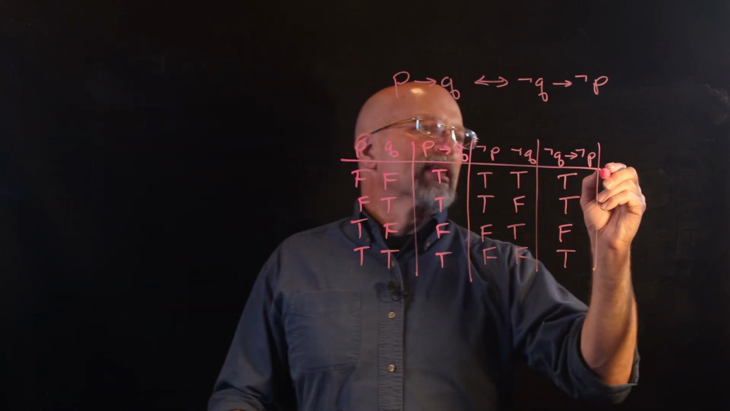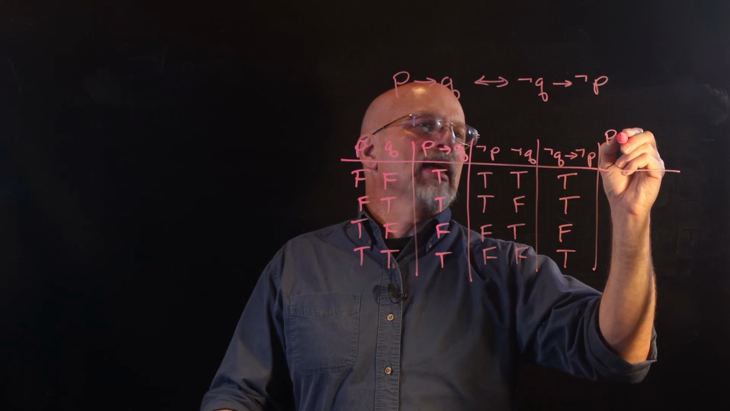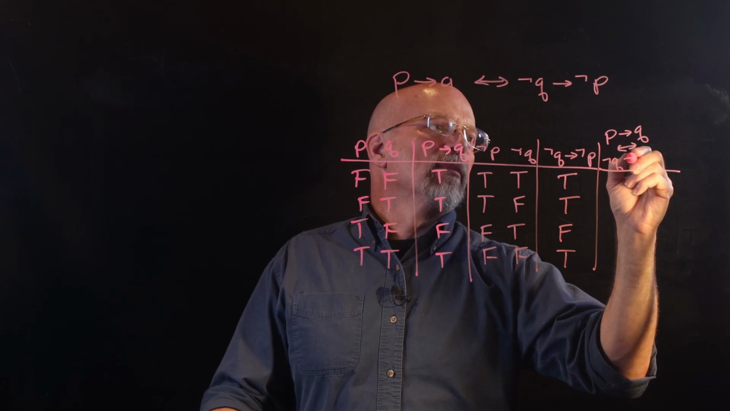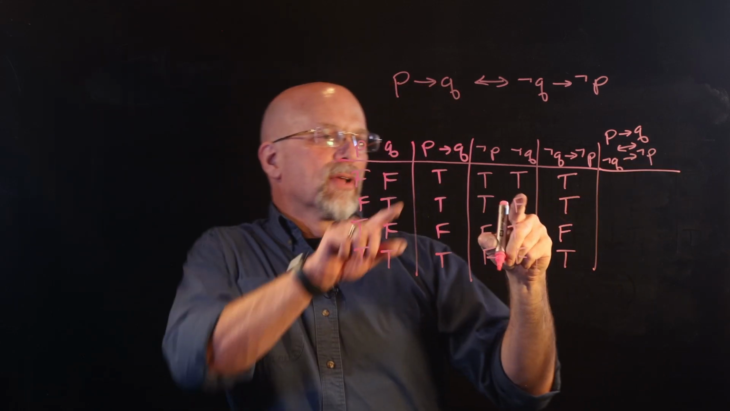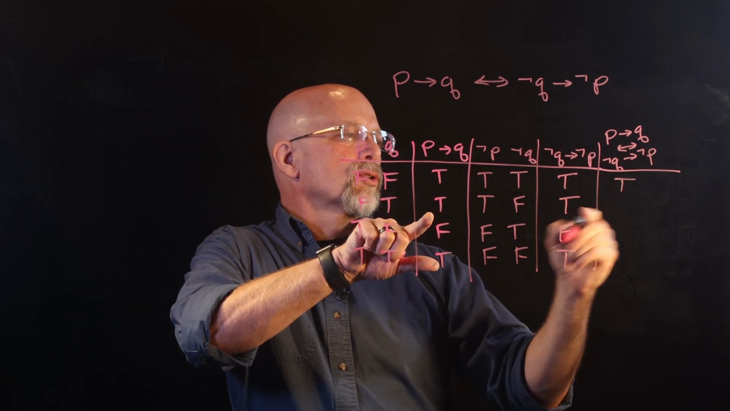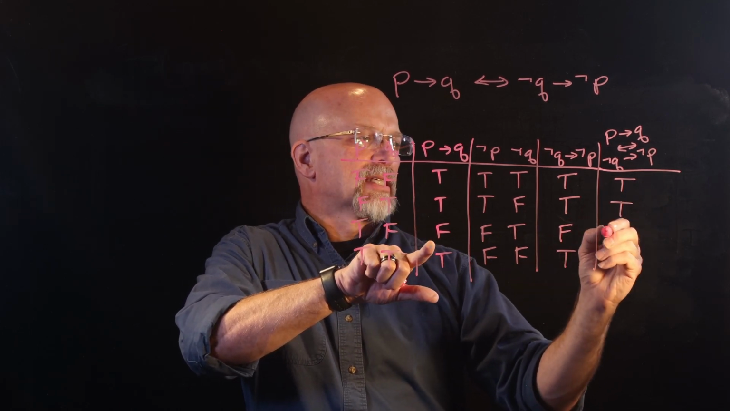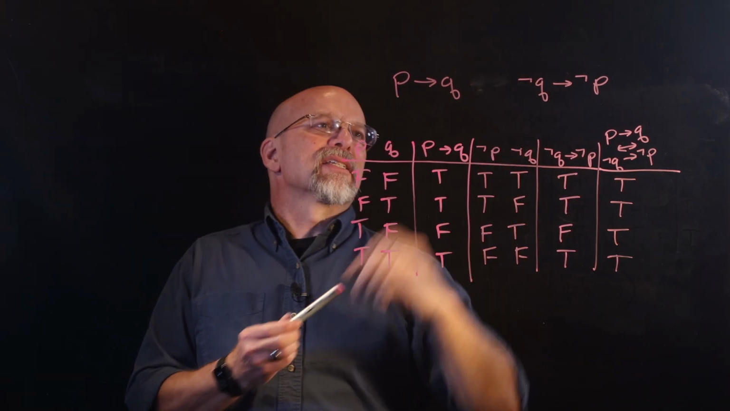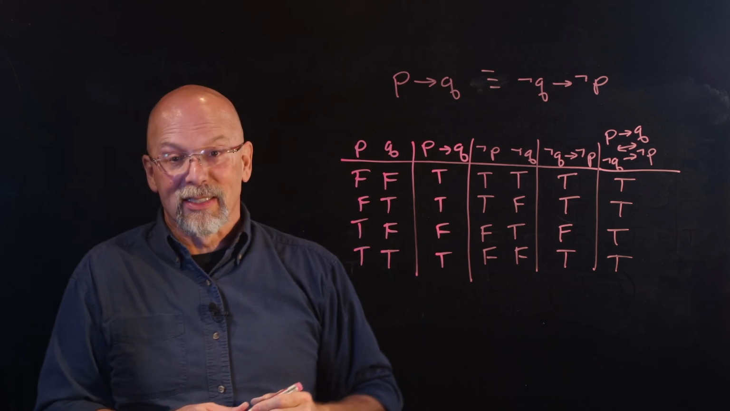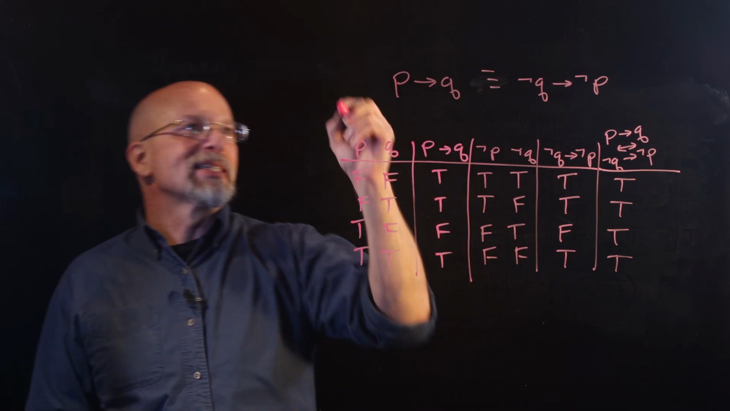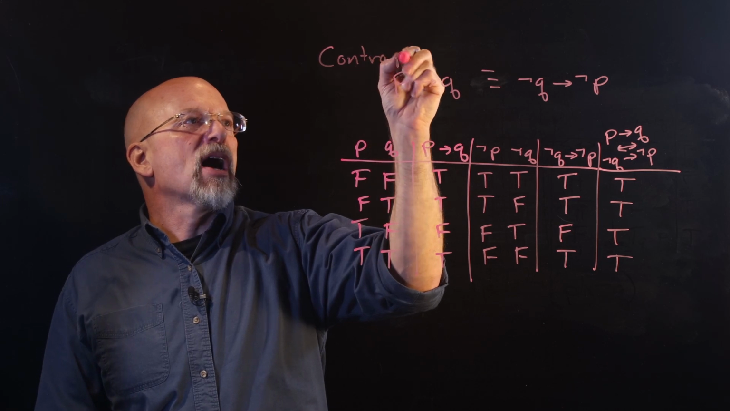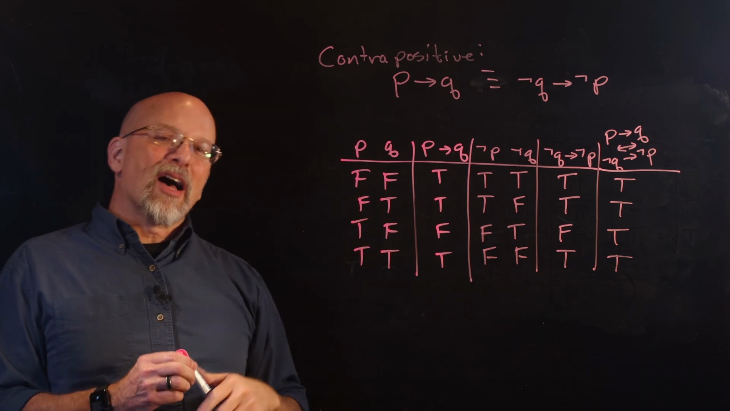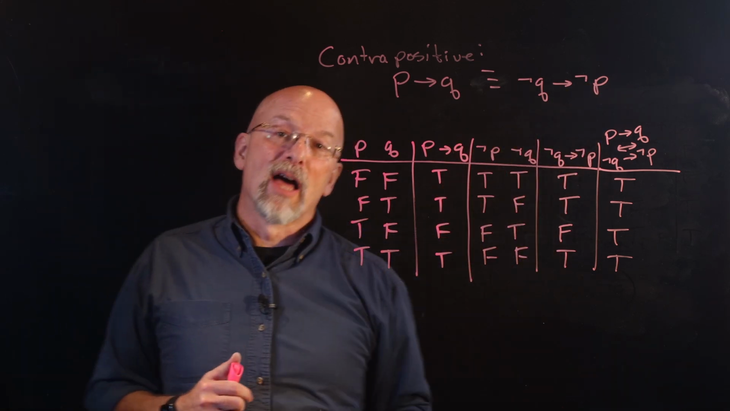And then if we take this last column and say P implies Q if and only if not Q implies not P, we've got true, true, that's equal; true, true, that's equal; false, false, that's equal; true, true, that's equal. We have our tautology, which means this is logically equivalent. Now, what this is called is actually the contrapositive. All right? It's even got a name, right? And so the contrapositive is that not Q implies not P.